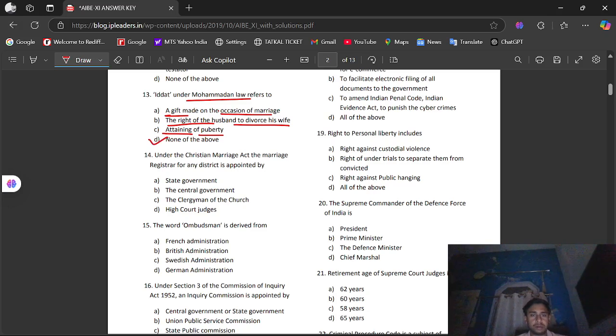Question number 14. Under the Christian Marriage Act, the marriage registrar for any district is appointed by option A, state government. Option B, central government. Option C, clergymen of the church. Option D, high court judges. Its right option is option A, which is the state government.